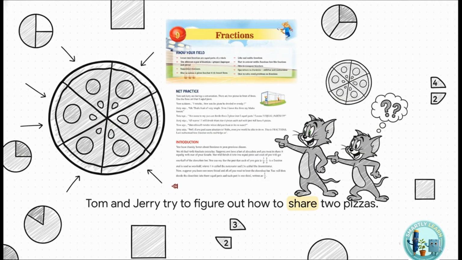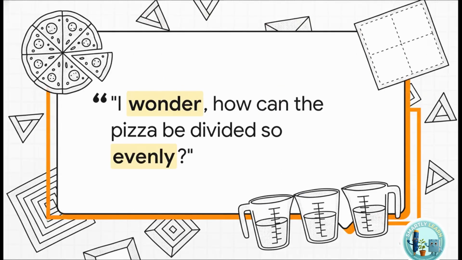So let's meet Tom and Jerry. They've got 2 pizzas and they've got a problem, a classic one. How do you share stuff fairly when you can't just hand out whole things? I mean, this is exactly the kind of puzzle that fractions were invented to solve. And there it is, the big question. How can things be divided evenly?